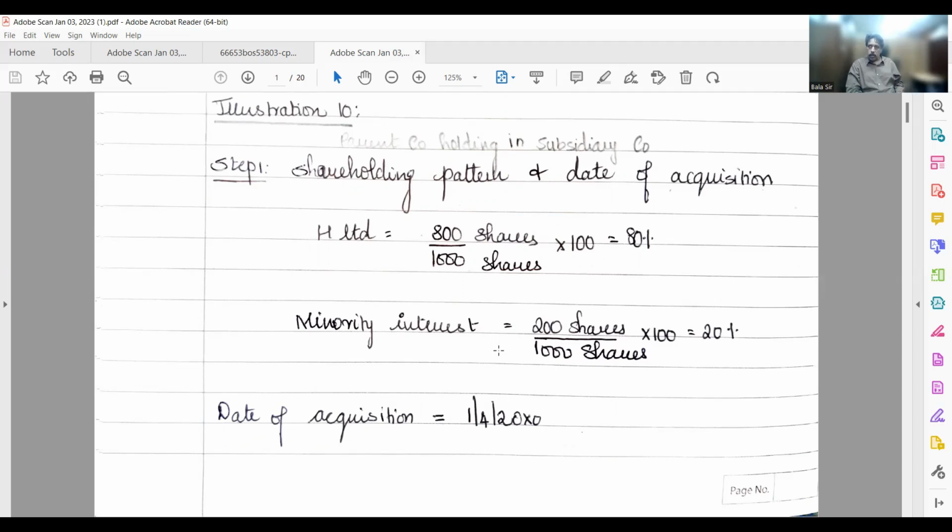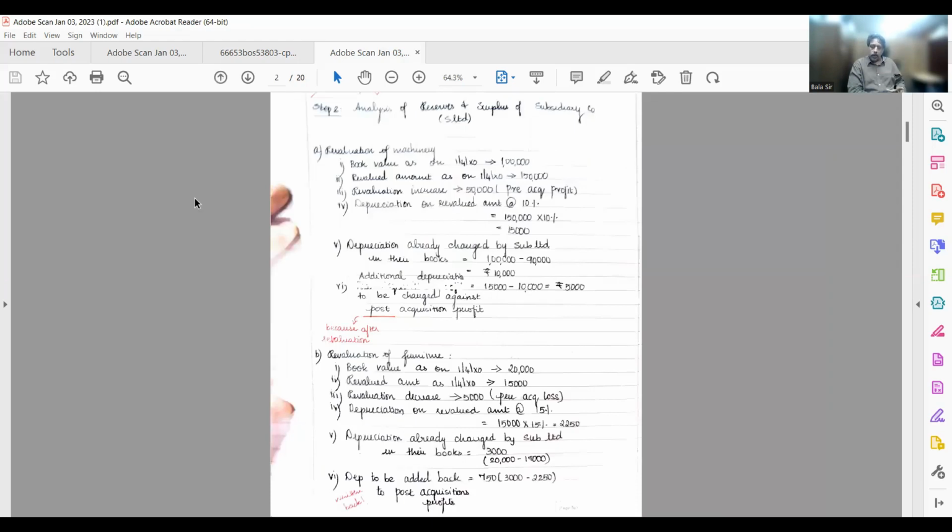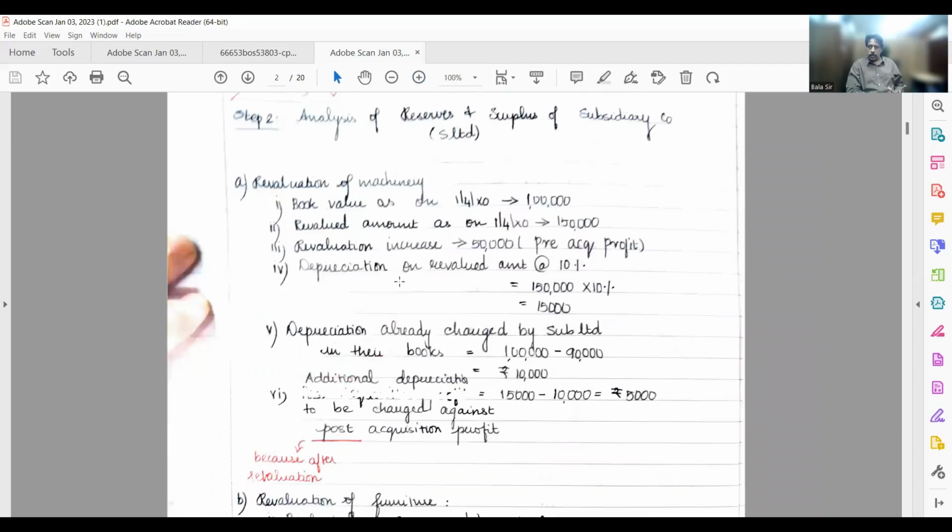Date of acquisition. In step number 1, one more line you write. What is that? Date of acquisition. Date of acquisition is 1-4-20X0. And with that, you complete step number 1. And I proceed to step number 2. What is step number 2? Analysis of reserves and surplus of the subsidiary company.